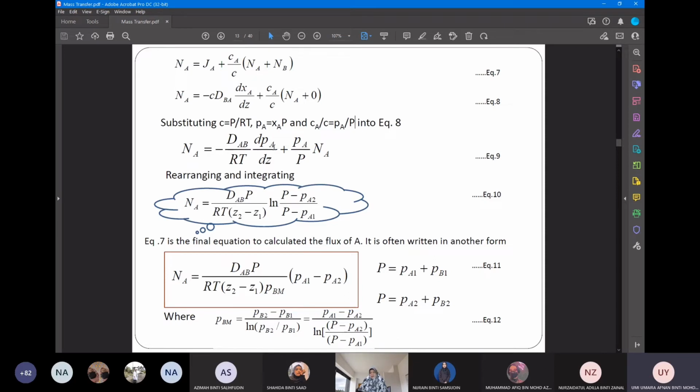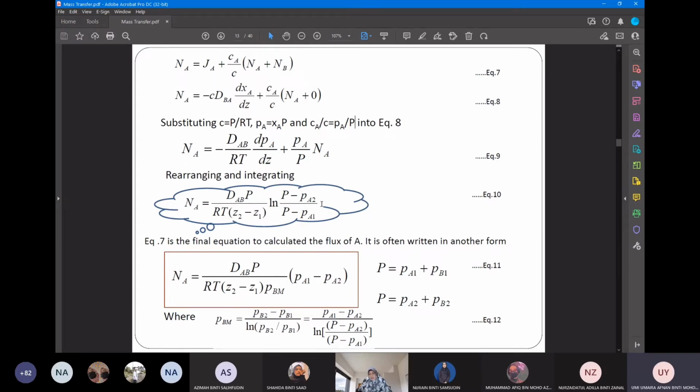But with this partial pressure, you still cannot do the calculation, because you still have a derivative of partial pressure. So you need to integrate it. You need to integrate this partial pressure. To simplify the integration, from the integration of equation number 1, you can get equation number 10.